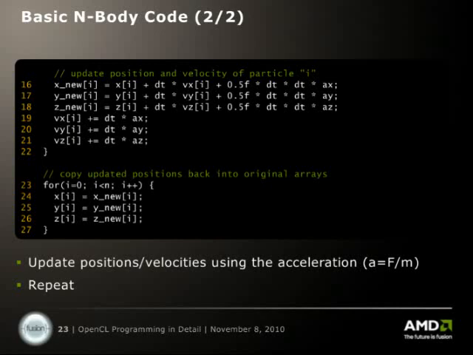So we use temporary arrays x nu, y nu, and z nu. And then once we're done with our loop over I, we simply copy that back over to the original arrays in lines 23 through 26. And then we're done. That essentially is the implementation of the n-body algorithm. And by repeating that over and over again, you'll be able to model the motion of particles subject to this n-body force.